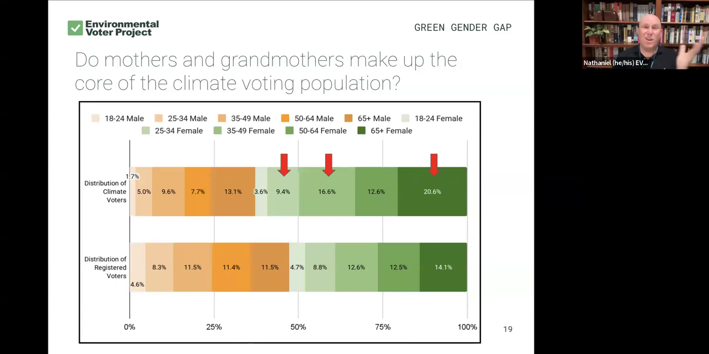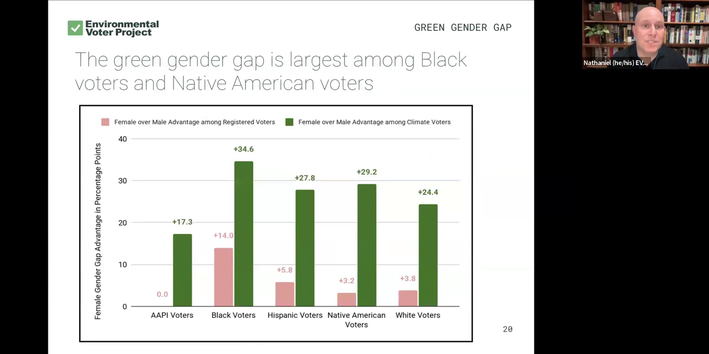Do we know that for sure? No, that data is not in voter files. But what we do know is that these age groups, 25 to 34, 35 to 49, and 65 and up, are, according to the census, the ones that are most likely to have children in the home or be grandmothers. Do we know that that's related to what's going on here? No. But boy, does it stand out that these are the age groups that see the disproportionately largest populations among climate voters. Okay, almost done here.